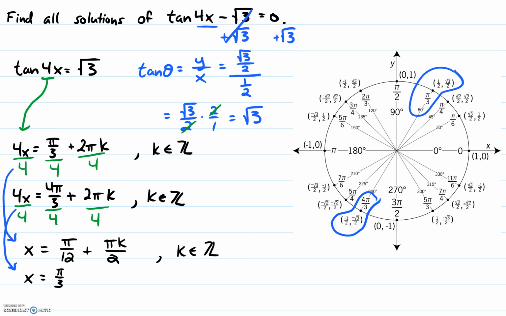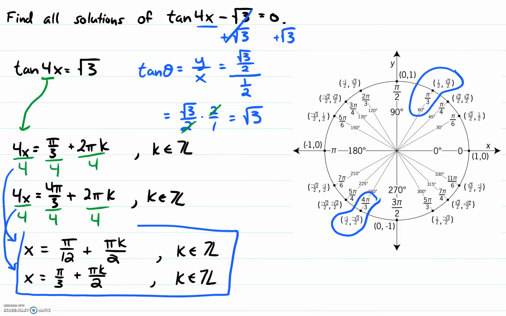Because again, you could think of it as 4 pi over 3 divided by 4 over 1. Dividing fractions means you multiply by the reciprocal of the denominator, and then the 4's would cancel. And the same thing is going to happen with the 2 pi k divided by 4. You're just going to get pi times k divided by 2. And that's going to be, again, for all k element of the integers. And so there we are. There is our solution set for this problem.